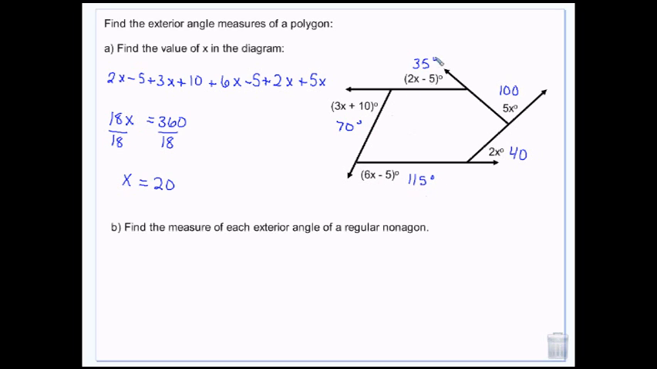Oh, wait. If it's a regular nonagon, that's just when we use the formula. So it would be 360 divided by 9. So it would be 40 degrees.